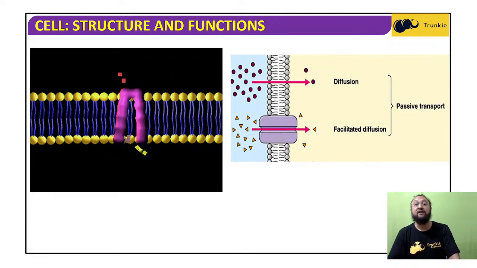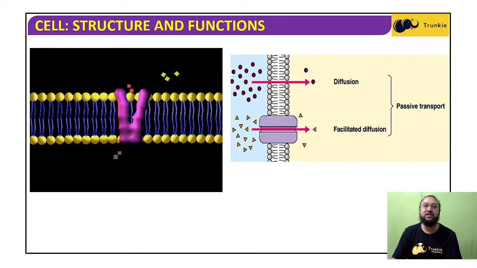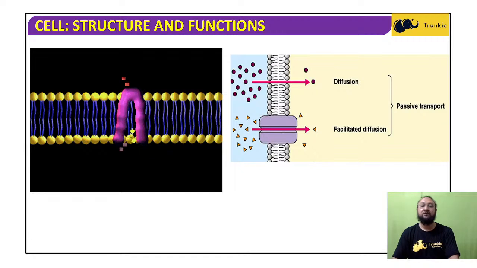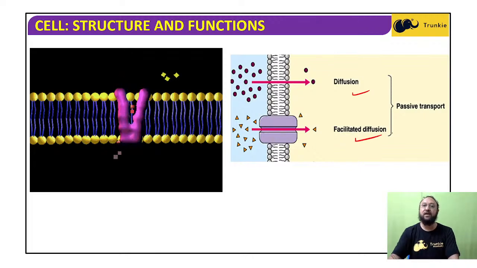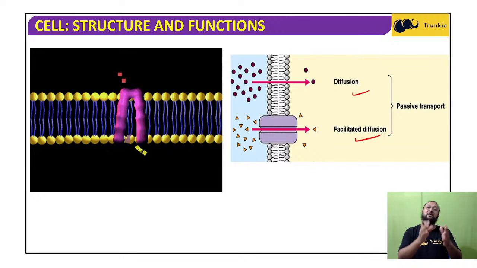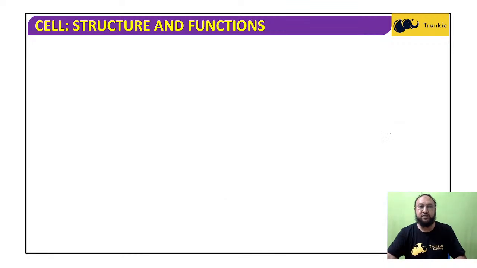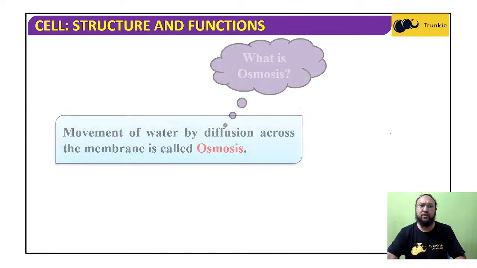That is called facilitated diffusion, because it is facilitated by a particular type of channel through which these molecules are able to enter from higher concentration to lower concentration. Both diffusion and facilitated diffusion are passive transport, where the transport takes place from higher concentration to lower concentration. This is called the passive transport.